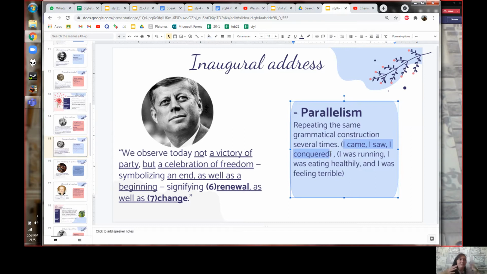I came, I saw, I conquered. You can fill in the rest of the information by yourself, or later on in the speech you can explain where you came and where you saw and where you conquered, but just this phrase by itself sounds incredibly strong. So parallelism, repeating the same grammatical construction. Okay, next one.